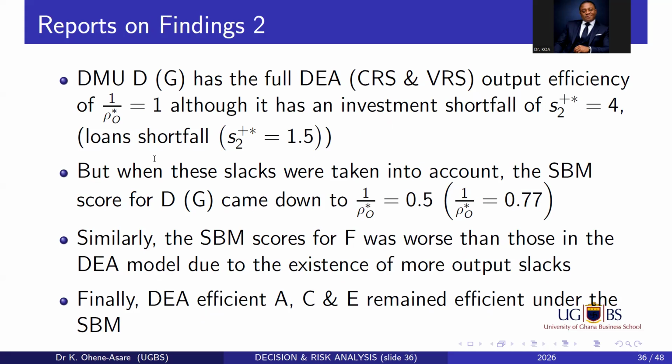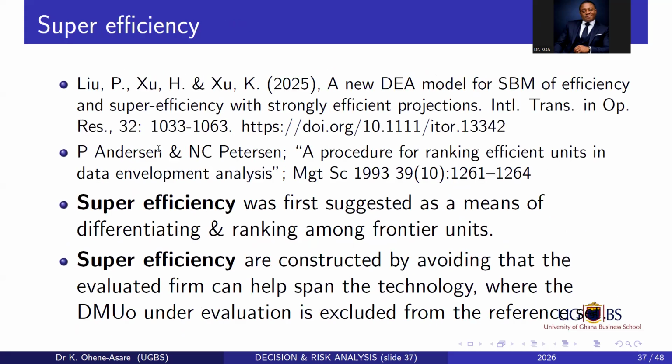Now let's go to the last thing for today, and that is super efficiency. Super efficiency was first generated as a means of differentiating those DMUs that are efficient. Take note: super efficiency is for efficient firms. How do you construct it? You construct it by avoiding that particular firm that can help span the technology. One of the firms can help to span the technology. I'm going to ask you very soon. The DMU under evaluation is excluded from the reference set.